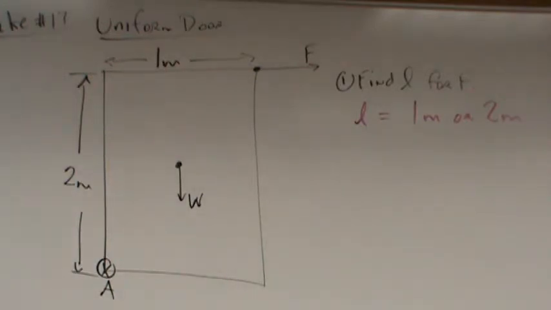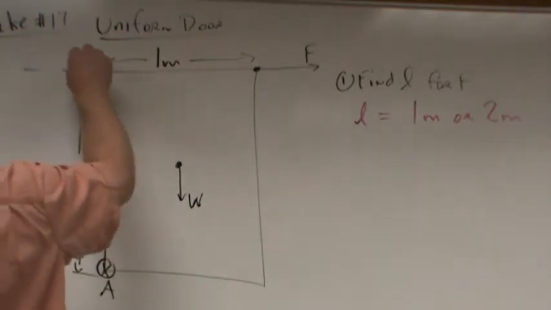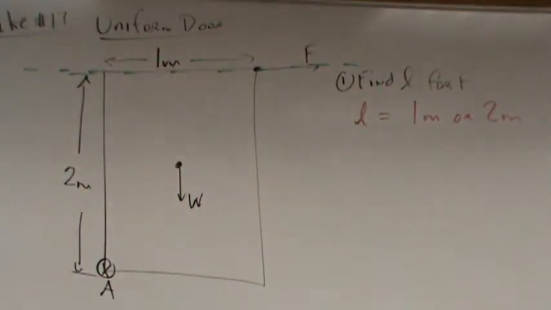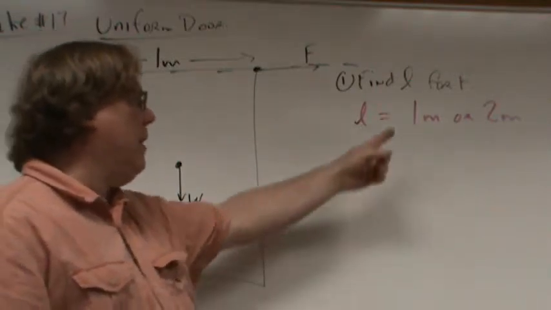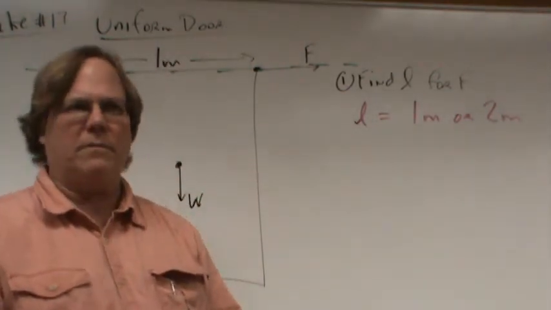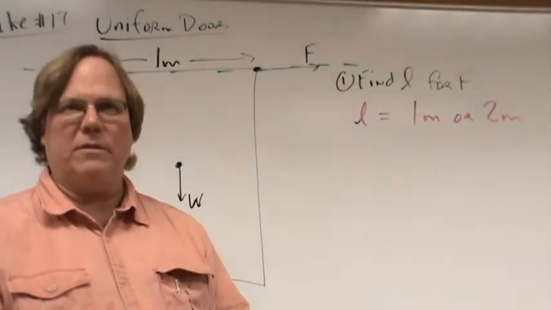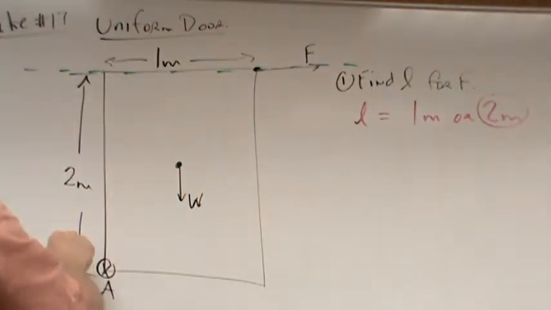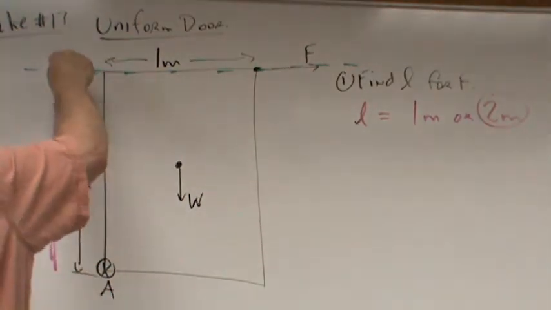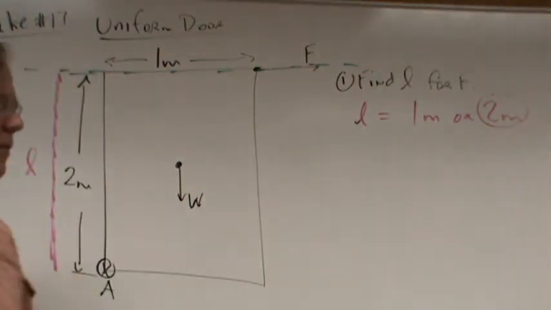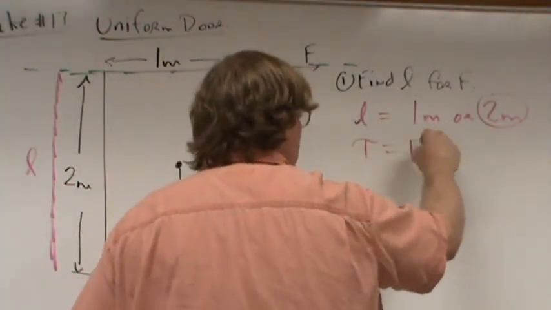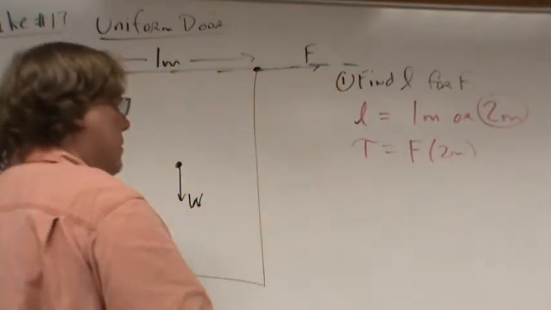Okay, well, hey, time's up. Here's the line of action. Here's the points of rotation. So I'm going to draw my lever arm from the point of rotation to the line of action. Let's have a vote. How many people say the lever arm is 1 meter? How many people say the lever arm is 2 meters? Okay, yay. Yeah, it's 2 meters. This is the lever arm for that force F, and it's 2 meters. So if someone were to ask what the torque due to force F is, it'd be force times 2 meters.